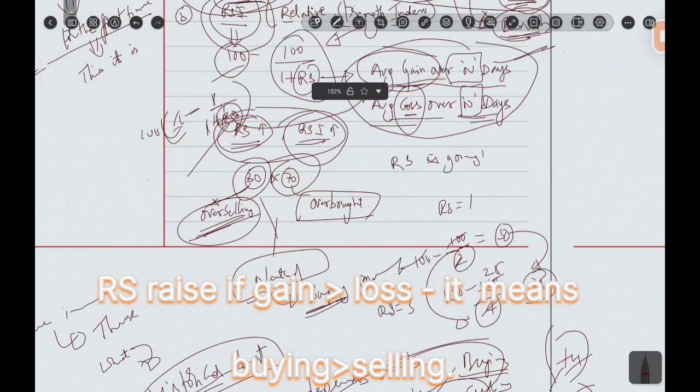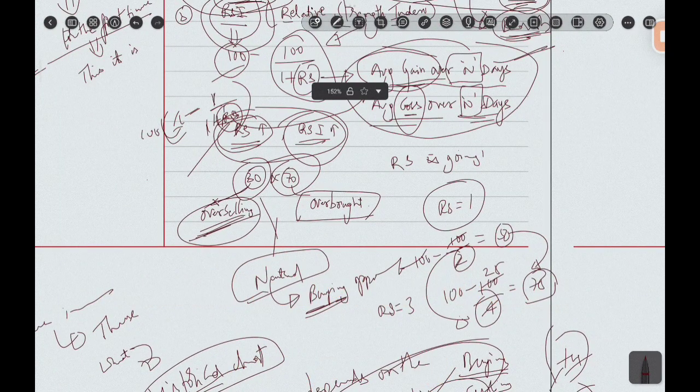Let me take an example. If I take RS as 1, then what happens? RSI is going to be 50. If RS is 3, then RSI is going to be 75. That is, RSI is increasing if RS is increasing.